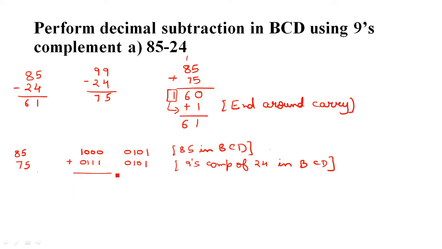So we are going to add this. So 1 plus 1 is 0, carry 1, here 1, then 1 plus 1 is 0, again carry 1. Here 0 plus 1 is 1, 0 plus 1 is 1, 0 plus 1 is 1 and 1 plus 1 is 0. So both are illegal codes.